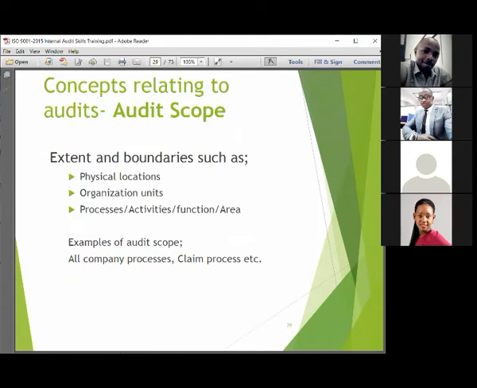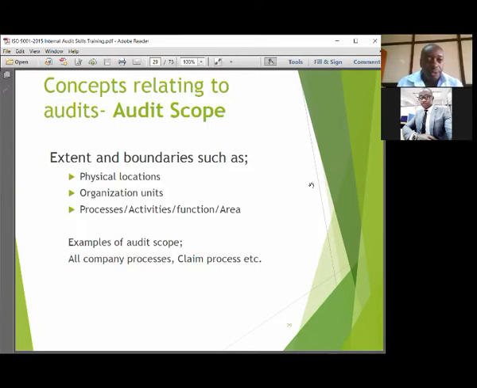Another term, important one, is the audit scope. It needs to be defined. Extent and boundaries, such as physical locations. Are you going to audit Center Point or Williamson? So it could be all the company processes, or maybe just one process, claim process, and writing process. So you need to be very keen when you are being told that you're going to audit, but what will be your audit scope? Are you covering all the processes, or what processes are you covering? And all these have to be well stated in the audit plan before you go out.